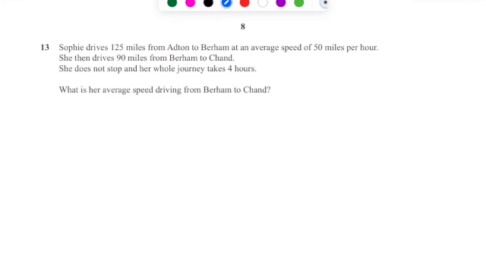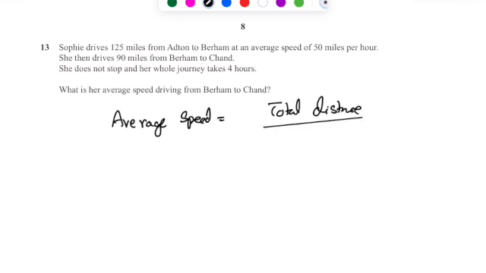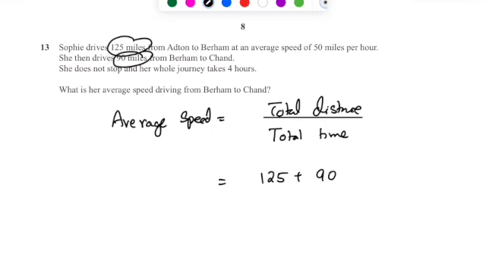So let's try to find the average speed. Average speed is total distance divided by total time. The total distance from A to B is 125 miles, plus B to C is 90 miles, divided by total time. She does not stop and her whole journey takes 4 hours. So total time is 4 hours.